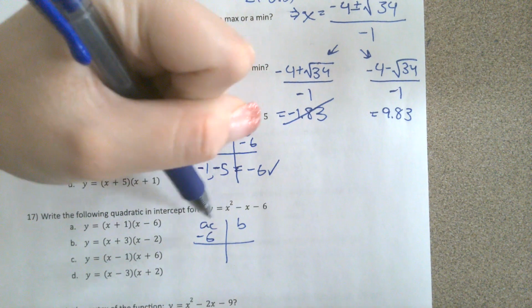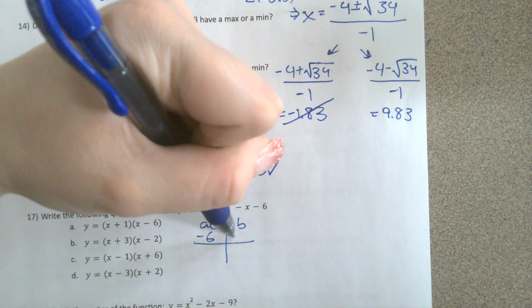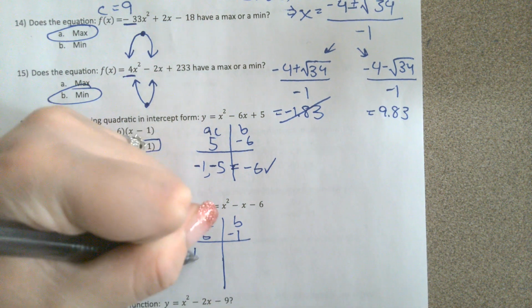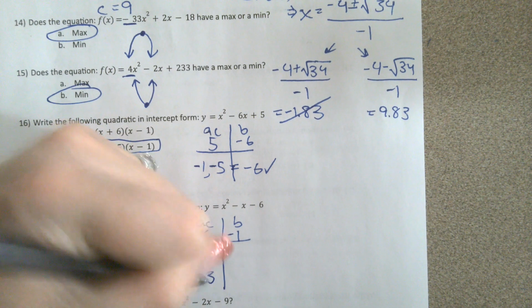-6. And then B is -1. Okay, we have a couple options here. We can use 1 and 6 or 2 and 3.